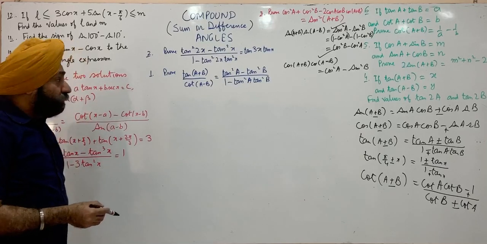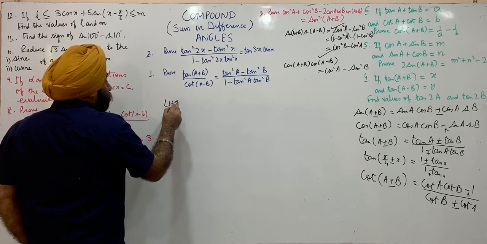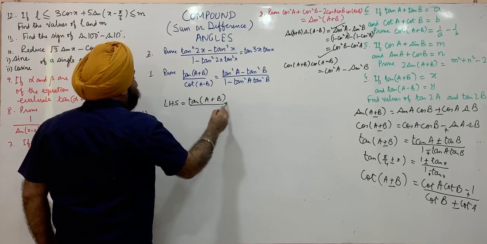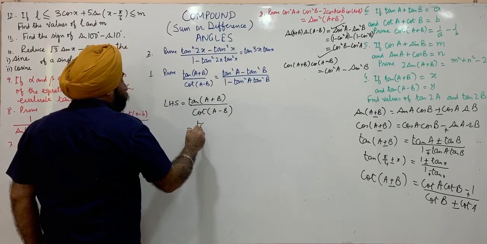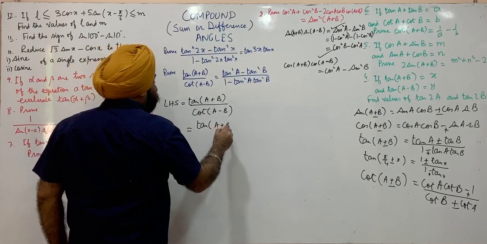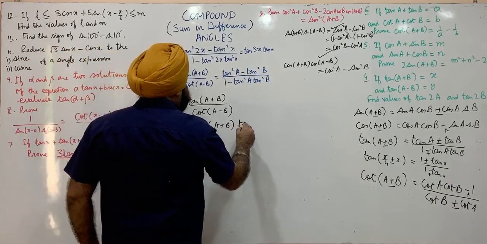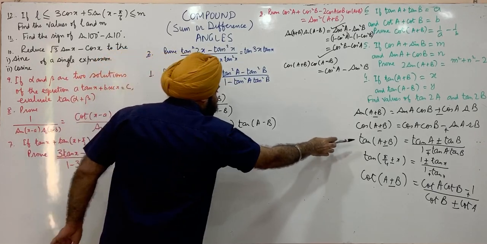Now coming to the questions, starting with the first one. Start from left hand side. This is tan A plus B upon cot of A minus B. This is tan A plus B. 1 upon cot, this can be written tan of A minus B. Then we use these formulas.